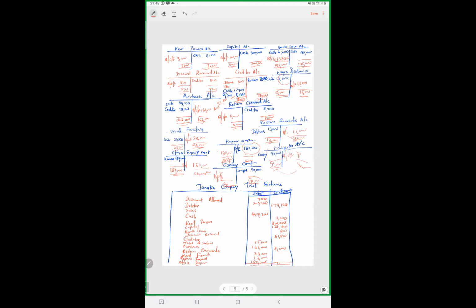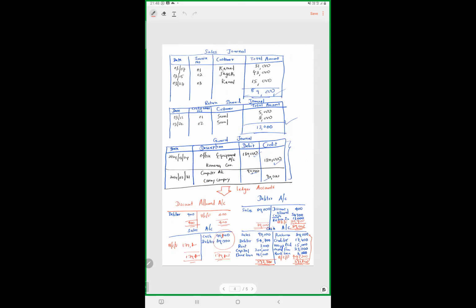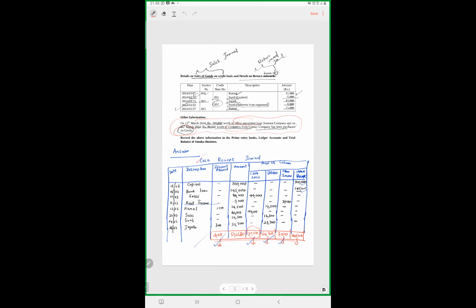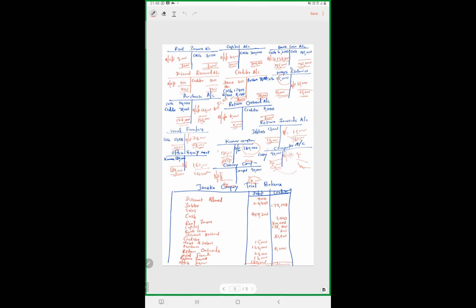So then both values will be equal. That is what we are doing in the trial balance, right? What we are expecting from the trial balance. So now we know. We have prepared the prime entry books as per the example. And also we prepared all the ledger accounts. And finally, we prepared the trial balance. This is the way we prepare the trial balance. Right, so please go through it again.